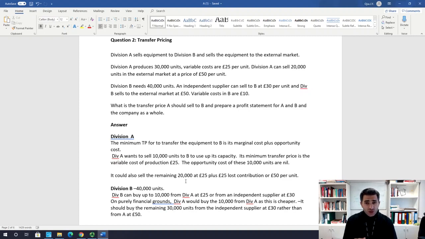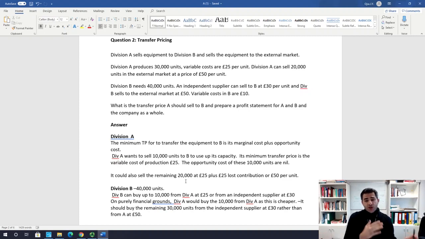So the opportunity cost is nil. The opportunity cost is zero, isn't it? There is no opportunity cost because the 10,000 units are left in the warehouse. So they definitely need to get rid of them and transfer them to B, and the minimum transfer price should be 25 pound, which covers their variable cost. That's it. But there is no opportunity cost.